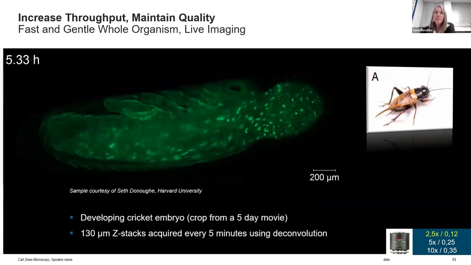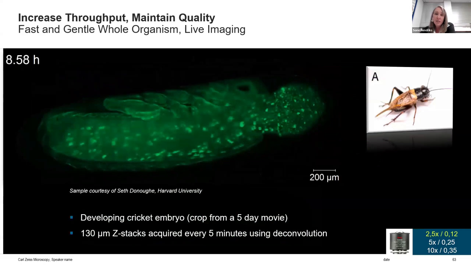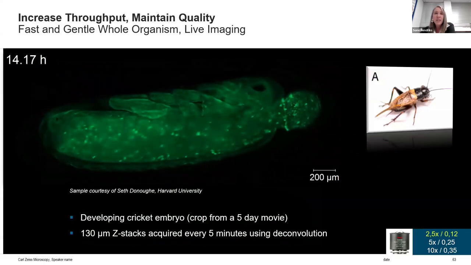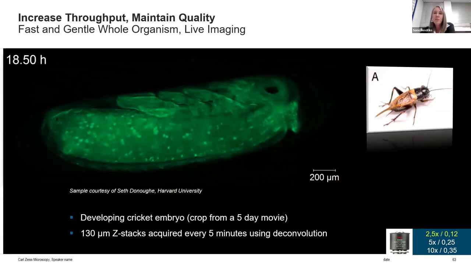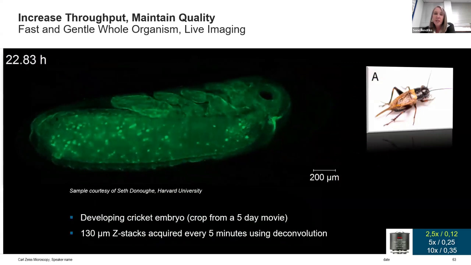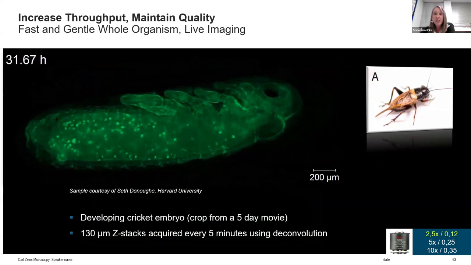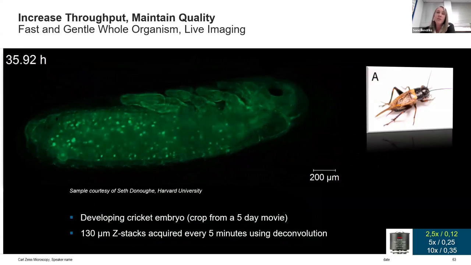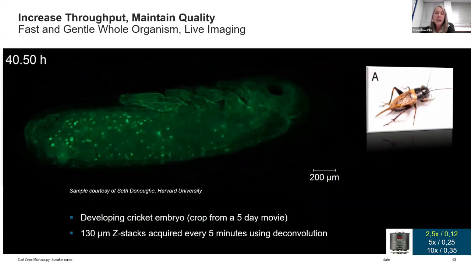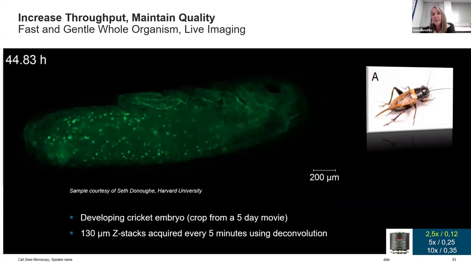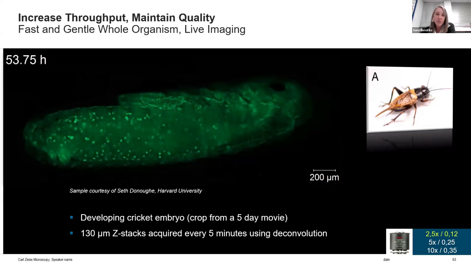For applications that would require exceptionally long imaging, the Cell Discoverer is ideal since it completely controls the environment of your sample. Here you can see a single cricket embryo developing over time without bleaching and without light exposure interfering with the embryo development, allowing you to visualize developmental events such as dorsal closure as well as limb and body growth.